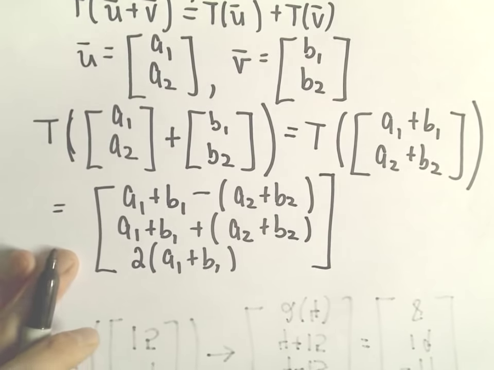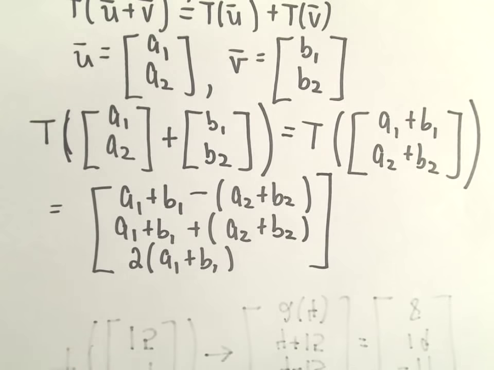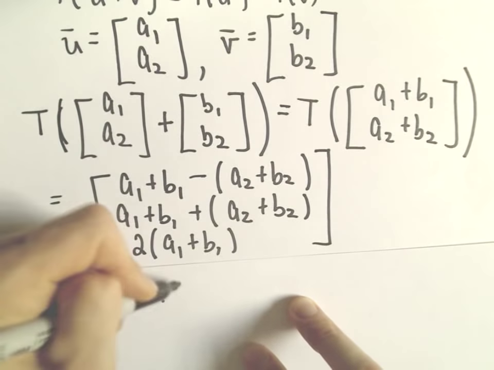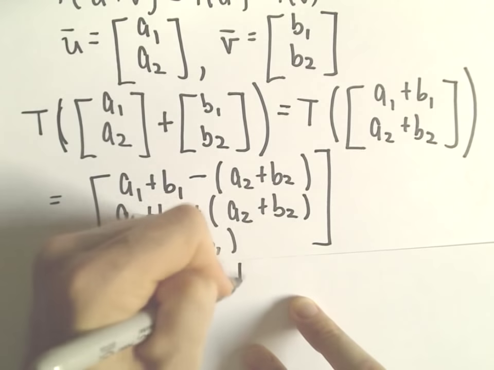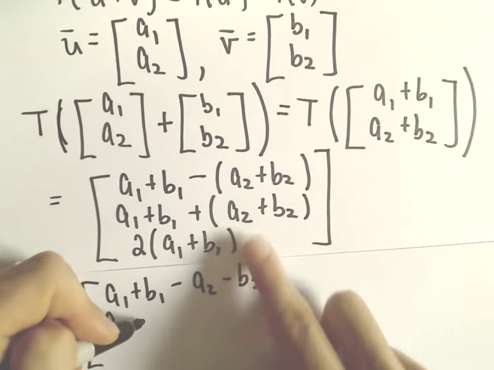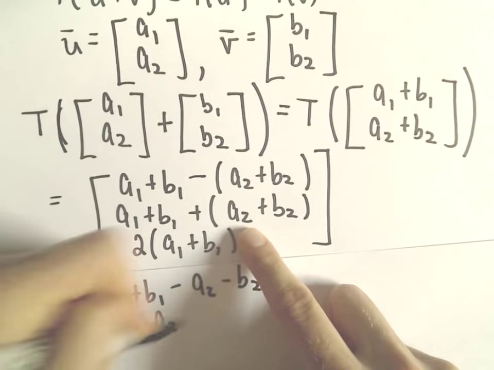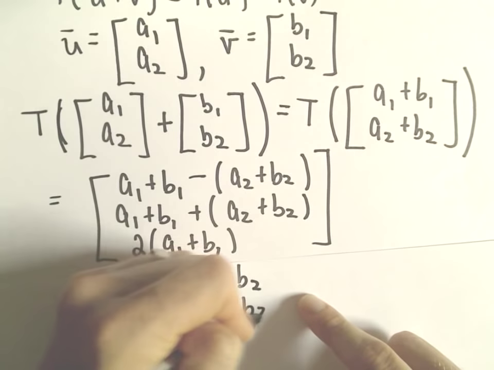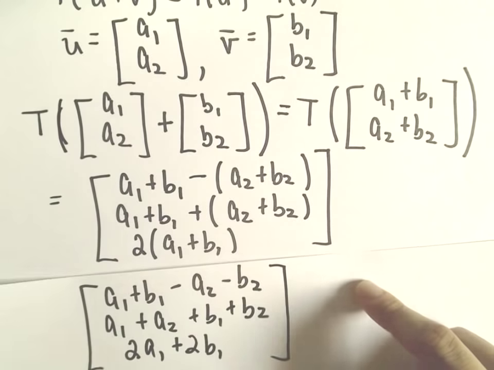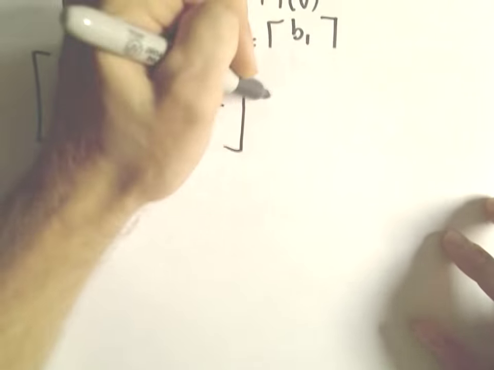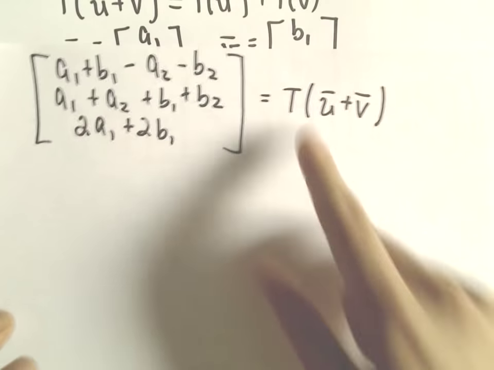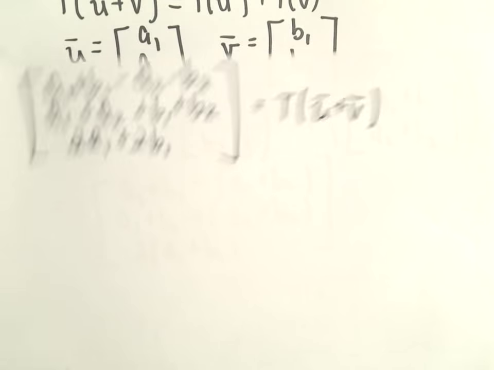And of course, you could simplify this down if you want to. So if we simplify it down a little bit, we'll have a1 plus b1 minus a2 minus b2. And then it looks like we'll just have, I guess, a1. We could reorder them, plus a2 plus b1 plus b2. It doesn't really matter. And then we'll have 2a1 plus 2b1. Okay, so this is what we got when we summed the vectors first and then applied the transformation. So we'll come back to that in just a second.